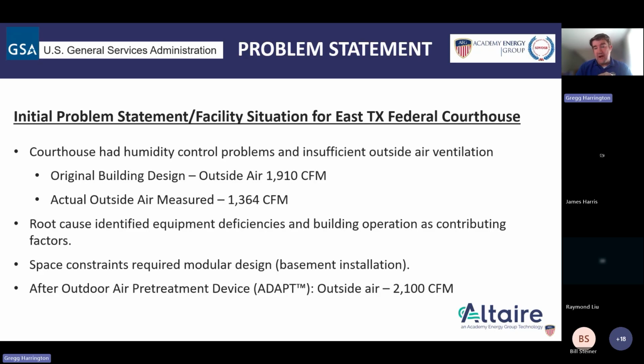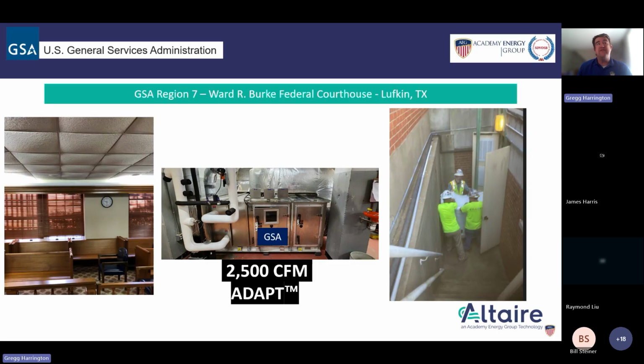And again, we're able to maintain humidity control by doing all of that latent work up front based on the highest demand on the zones. We're able to get that air conditioned so that when it goes through the air handlers, it's only getting any kind of sensible trimming it may need. So in this case, we went from, on the left here, you can see the bowed ceiling tiles on the courtroom. We're able to put our unit down in the basement, the 2500.